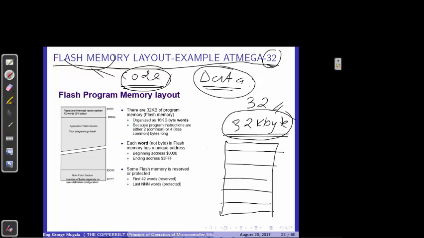Each cell will have a particular address. The first address is address number 0, and it has to be written in hexadecimal. Apparently in the Atmega 32 microcontroller, the address number 0 is given as 0000 with the dollar symbol in front, and this number is the hexadecimal number. Right.